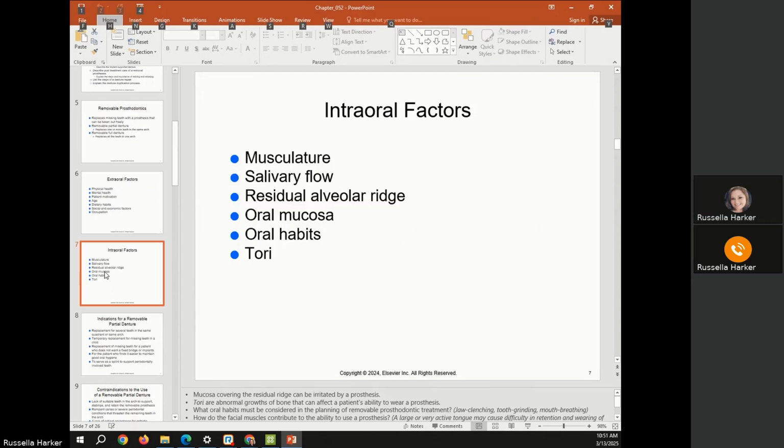There's also tori. If the patient has tori, it's a benign overgrowth of bone in a specific area. The mandibular or maxillary tori, when present, can affect the ability to wear the prosthetic. The other thing is oral habits, such as clenching or grinding, can cause extreme stress on the ridges and the remaining teeth. Those teeth have to be considered when selecting a removable prosthesis. Mouth breathing may affect the patient's ability to hold the appliance in place. So all of these things have to be considered prior to having the prosthetic designed.